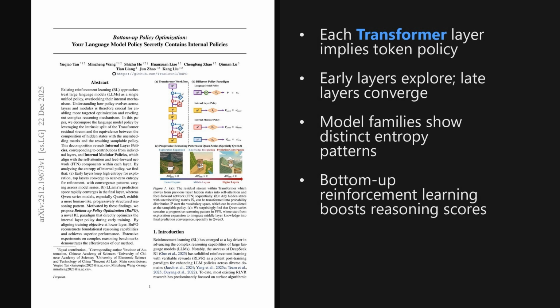Alright, 2 takeaways stand out. A transformer does not act like one monolithic policy, because each layer and even each module implies its own sampleable token policy, and those internal policies show a clear entropy trajectory from exploration to convergence. The broader implication is that reinforcement learning alignment can target where reasoning is formed, so bottom-up policy optimization can improve hard reasoning with a simple 2-stage recipe.